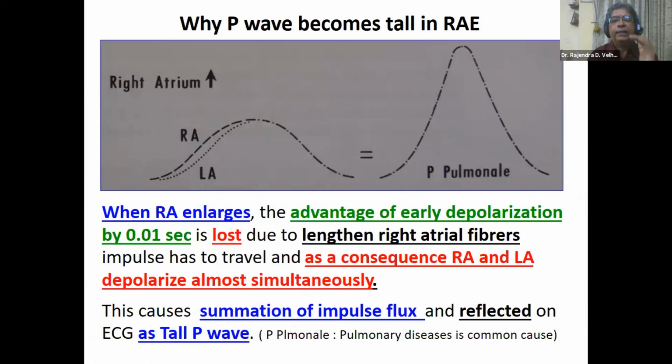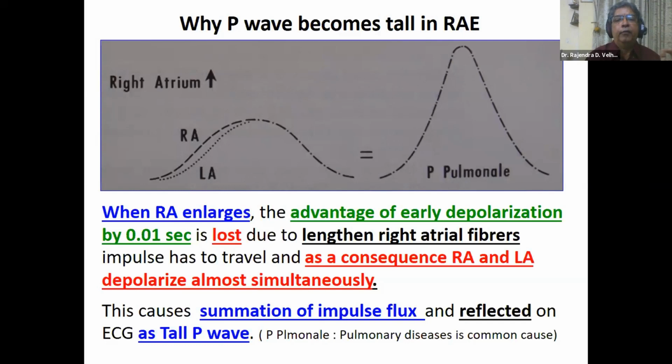Now what will happen if there is a right atrial enlargement? In the right atrial enlargement, as we know, the pacemaker SA node is situated in the right atrium, and therefore it will depolarize 0.01 second earlier. But this advantage of depolarizing 0.01 second earlier will be lost, because the impulse has to travel extra time because of the added length, the lengthened fibers of the right atrium.